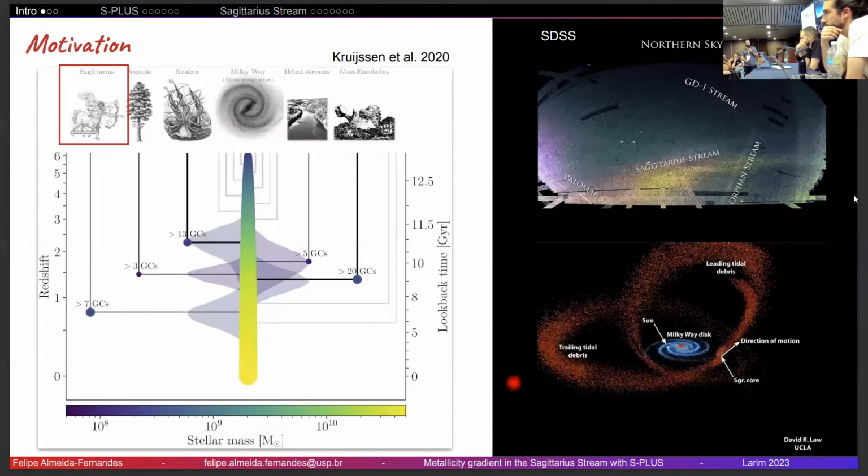So we have the core of the Sagittarius galaxy, the satellite galaxy that's being accreted by the Milky Way. This interaction is producing a tidal stream from the interaction between the galaxy and the satellite galaxy. So we have a leading arm of stars and a trailing arm of stars. And one important thing about Sagittarius is that it wraps around the whole galaxy, so we can see this stream through the whole sky.